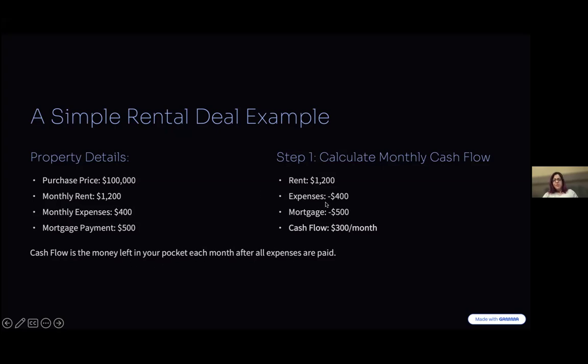This is a simple one. It's really cool, if you want to do some practice, to pull up some listings from the MLS, do some research on rental rates, and then figure out what the cash flow could be on a potential deal.